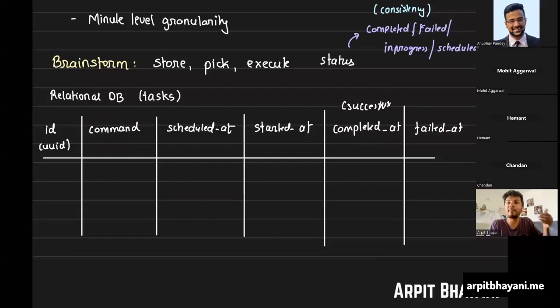Which is why having success, having stored your completed at, your successful completed at in this column is important. And why am I storing failed at in a separate column? Because typically when a task fails, it fails fast.